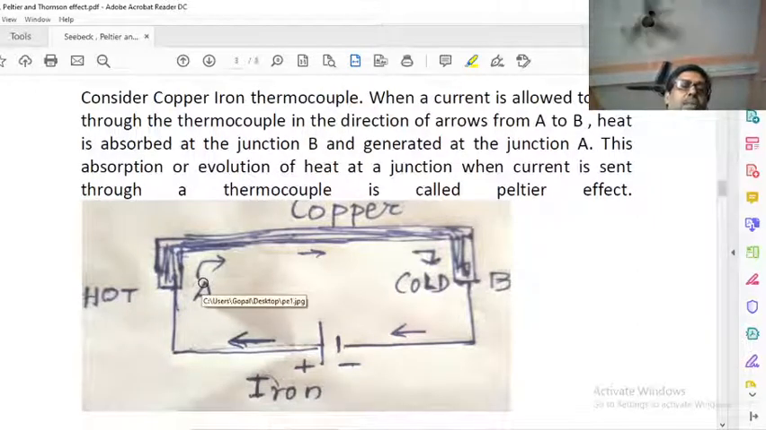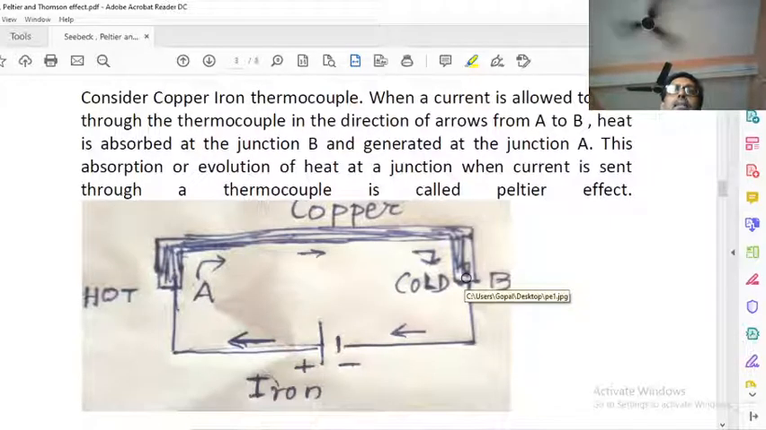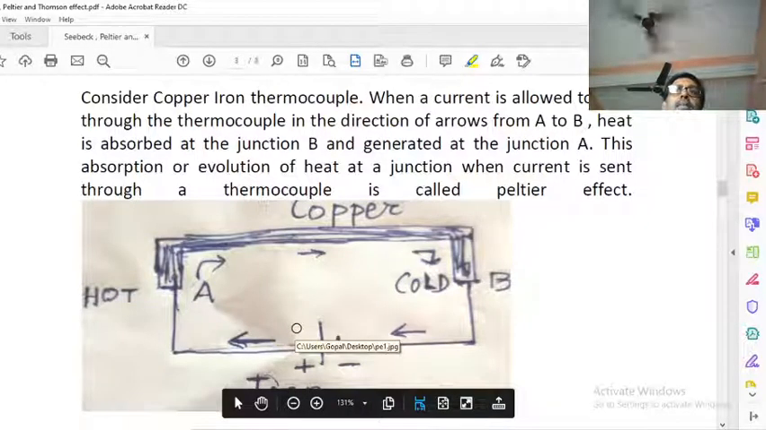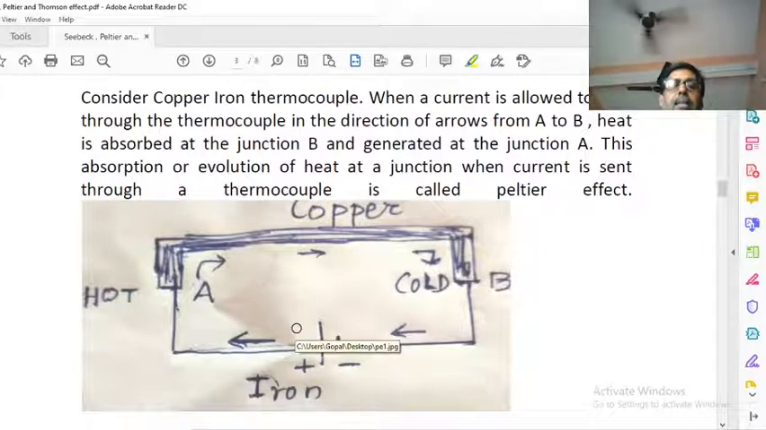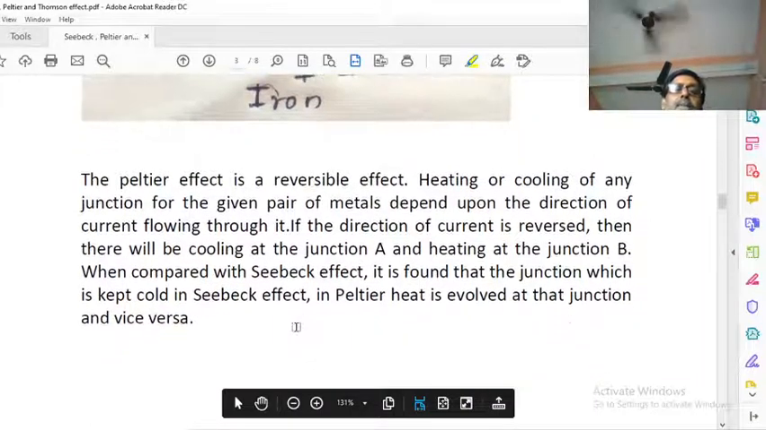And that is why we say that it is the inverse of Seebeck. One thing is also here: the junction which was kept hot in Seebeck, here heat is absorbed at that junction, meaning it becomes cold. And the junction which is kept cold in the Seebeck effect, here heat is evolved at that junction, that is, it becomes hot. And if current flows in the same direction as it was produced in the Seebeck effect, then we conclude that Peltier is the reverse of the Seebeck effect.